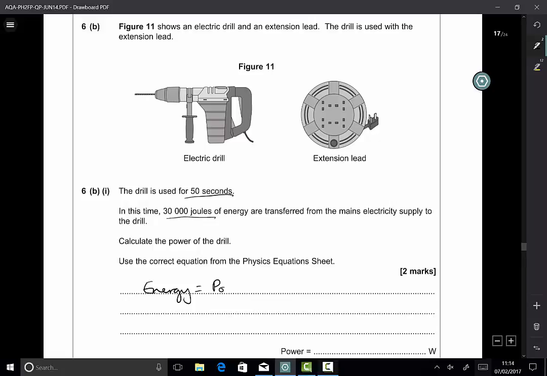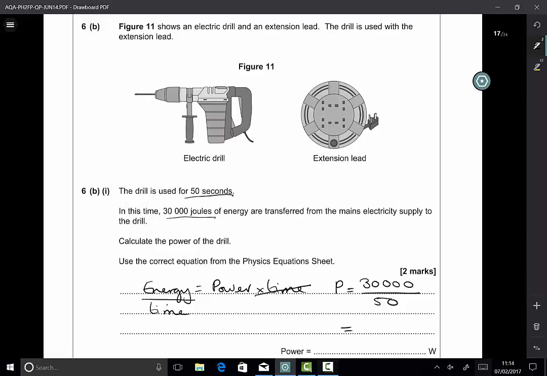is equal to power times time. We need to rearrange that. So we want power on its side, so we need to divide by time to get rid of time on that side. So divide by time, and that cancels out. So power is going to be equal to 30,000 divided by 50. I'm going to put that in my calculator. And that gives me 600. So my power is 600 watts.